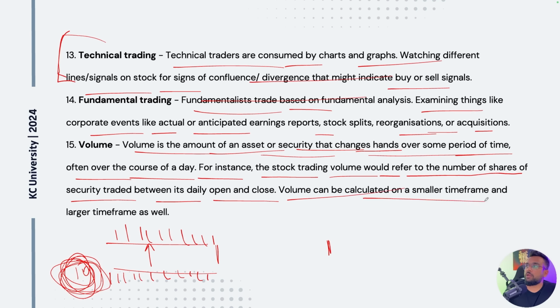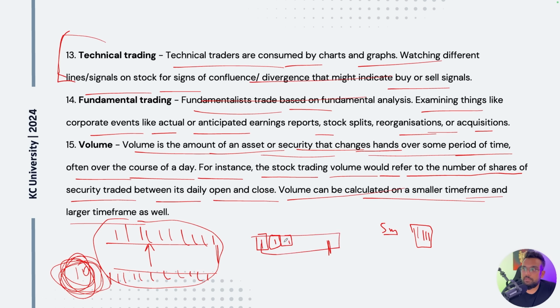Volume can be calculated on a smaller time frame and a larger time frame as well. Time frame simply means if you go on a 5-minute chart, it will give you a different volume, just a zoomed in version. This happened over the course of a day, right? You sold 10 iPhones over one day. Now, if you want to look at hourly, let's say it took you 10 hours to sell 10 phones. Every hour, it took you one phone to sell. So what's the volume for that particular hour? One. But for the day all together, it becomes 10.